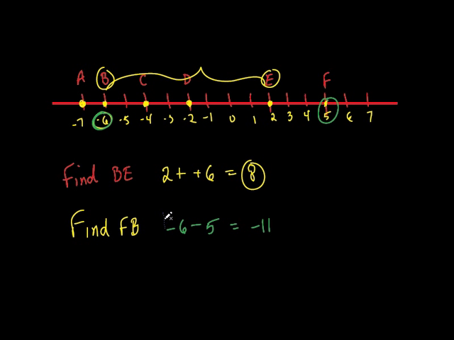But remember what we do? This is always an absolute value because we're always going to take the positive version of it. We don't want a negative length, we want a positive. So that just comes out to 11, and so the length of that line segment FB would be 11.